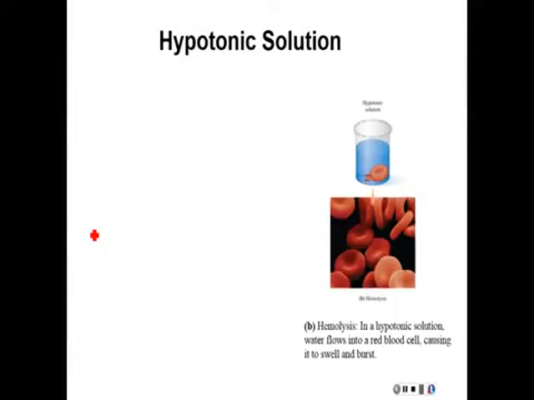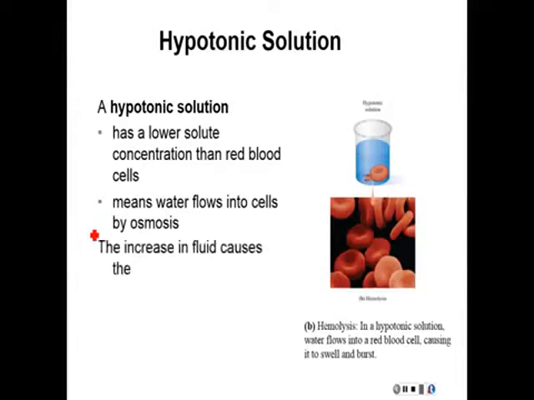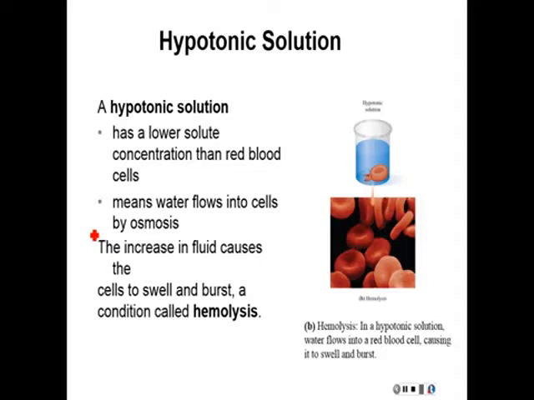Now, hypo means below or less. So let's see what happens in a hypotonic solution. You have a lower solute concentration outside the red blood cells, so water flows into the cells by osmosis. The increase in fluid causes the cell to swell and burst. That's called hemolysis. Here we see the arrow: there's more water flow into the cell than out of it. So in a hypotonic solution, the concentration is less than what it should be.